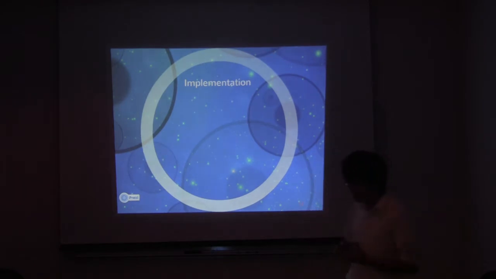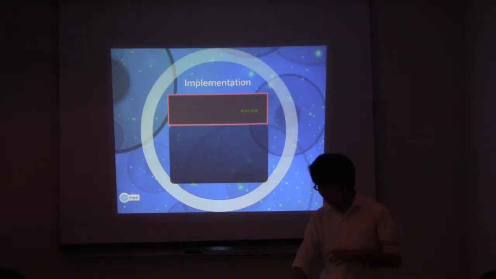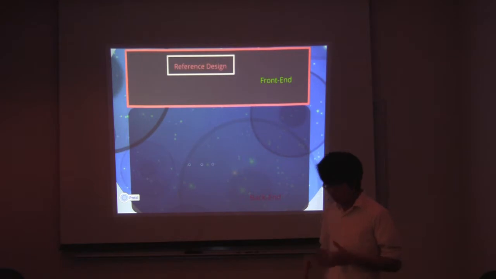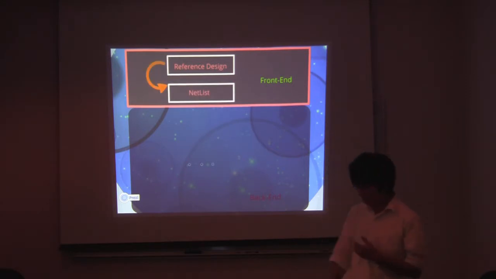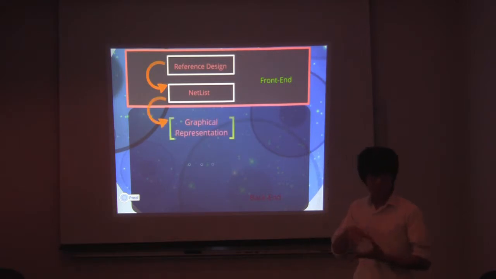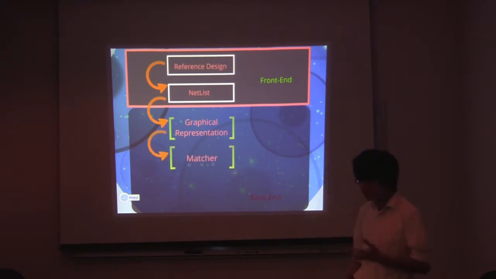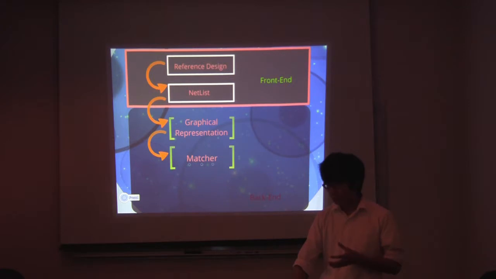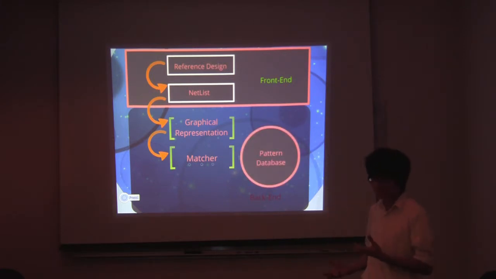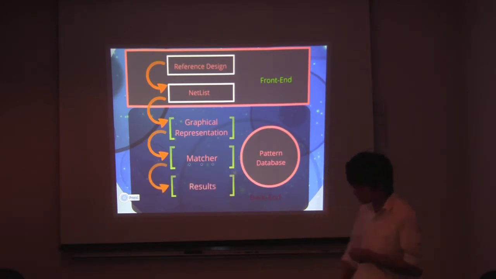So as far as the implementation goes, the overall system has a front end and a back end. In the front end, the user has a reference design that he's currently designing. From the reference design, a netlist is generated. From the netlist, the circuit is converted into a graphical representation, which is then passed into a matcher. The matcher compares the reference circuit with a database of possible existing designs, and then outputs the results to the user.